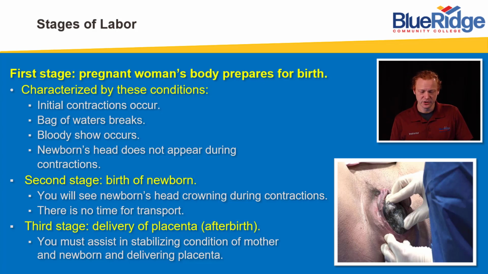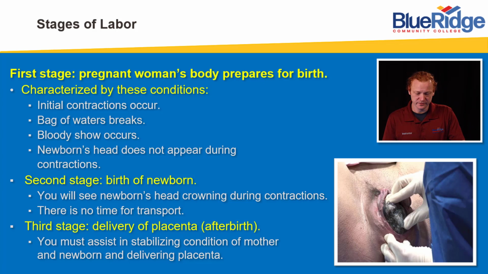During the second stage involves birth of the newborn. You will see the newborn's head crowning during contractions, at which time you must prepare to assist with delivery. If you are on a transporting unit, this is the time when that ambulance should pull over to the side of the road and the driver should get in the back with you or the attending crew. We don't deliver babies on the move, and that is extremely risky and dangerous for the crew, the baby, the mother, and everyone else involved. It's at this time that you have run out of time to transport.